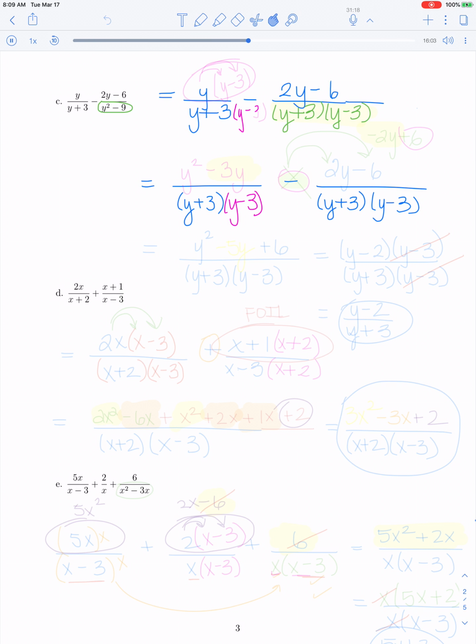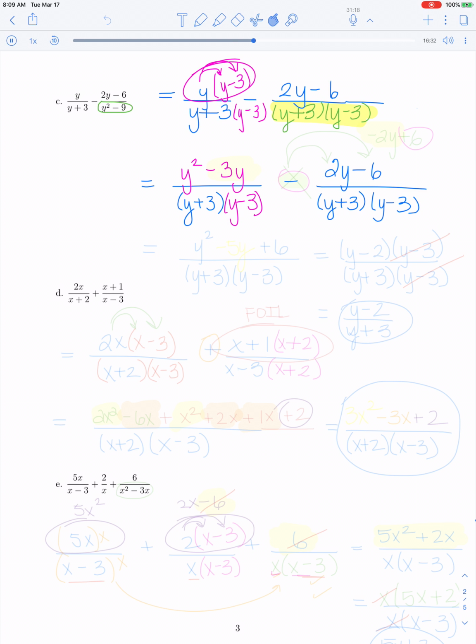But then if I do it to the bottom, I've got to do it to the top, which means I need to distribute out or multiply out the y and the y minus 3, which will get me a y squared minus 3y. Now my other fraction already has the y plus 3 and the y minus 3 on top, so it's completely perfect and can stay the same as 2y minus 6.